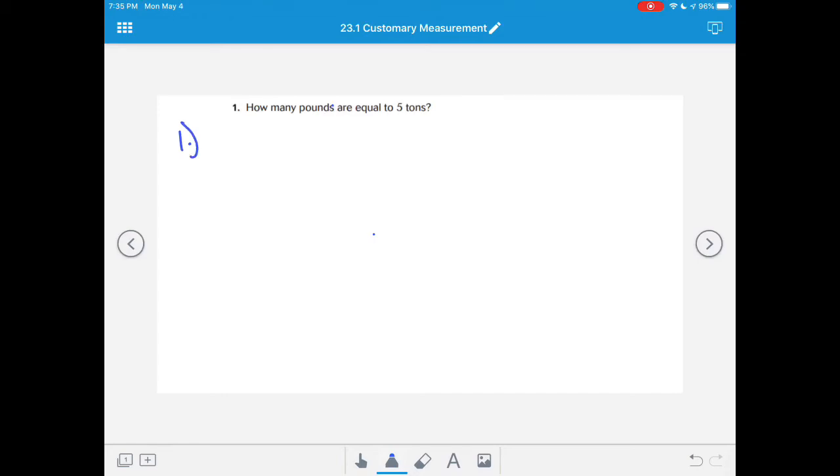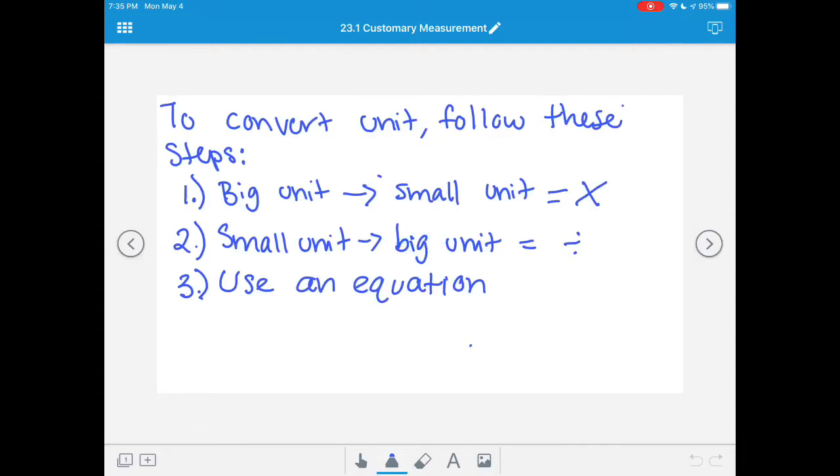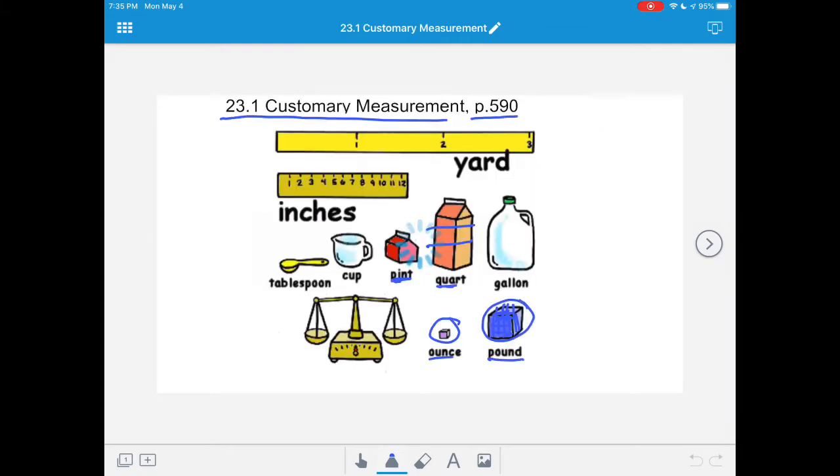It asks how many pounds are equal to 5 tons. So we're going from pounds to tons. So how many pounds equals 5 tons? We're not sure of how many pounds that is to equal 5 tons. Let's begin practicing using either multiplication or division. So to do this, I'm going to go back to my original chart picture, and I'm going to take a look at the units from pounds to tons.